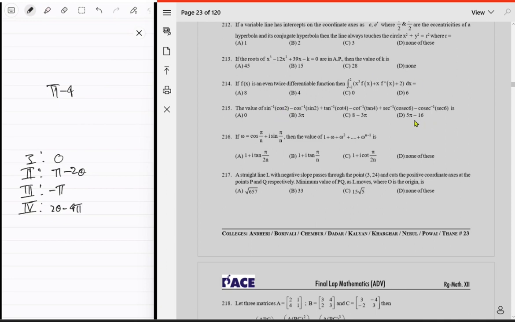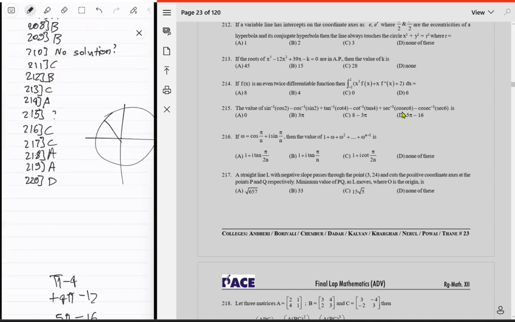Except ki yahan pe pehle ko inverse hai, right? To fir mujhe yahan pe negative aana chahiye, plus 4 pi minus 2 times of 6 which is like minus 12. So just 5 pi minus 16, right? Yeah, so D is the answer in that case. Iska answer D aayega.